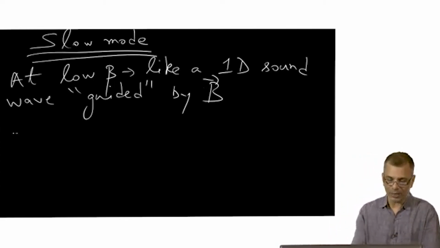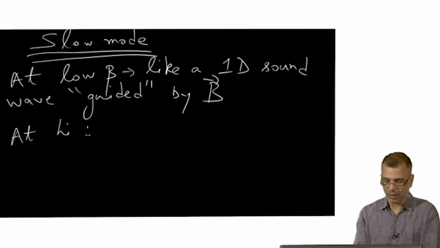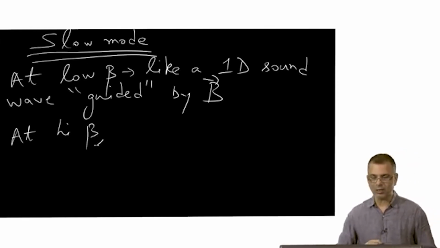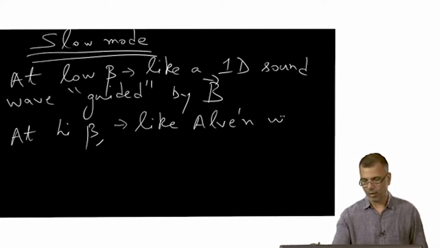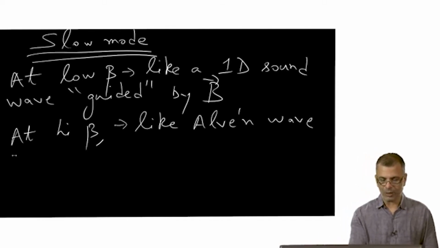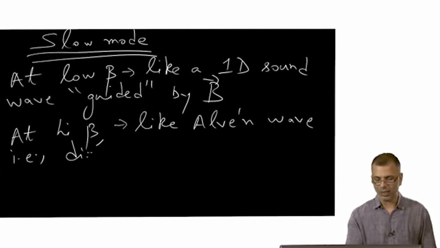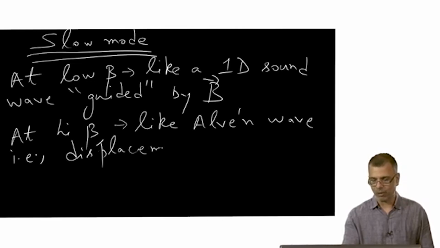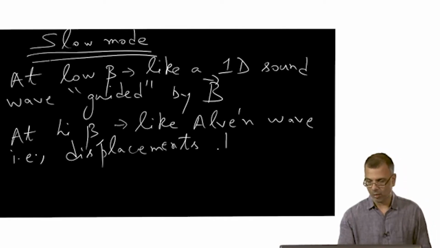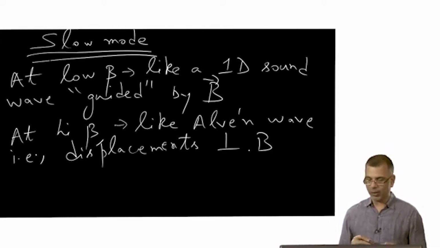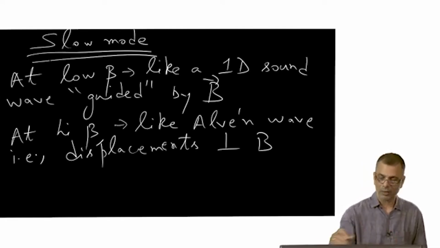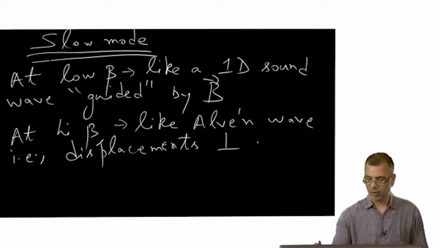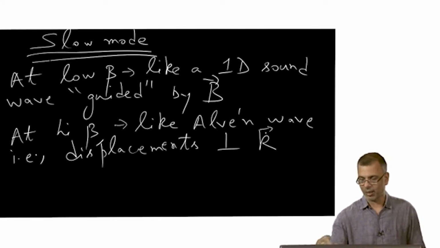At high beta, in the other limit, it starts looking like an Alfvén wave, in that the fluid displacements are perpendicular to the field, perpendicular to B. Strictly speaking, I should say perpendicular to K, the wave vector.